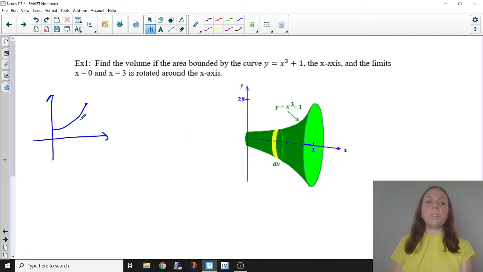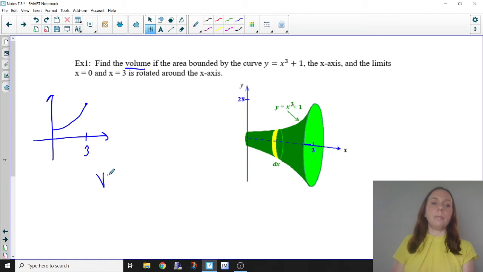But again, what we're doing is we're taking this function's curve, which looks like this from 0 to 3, and we are turning it into this three-dimensional shape by revolving the curve about the x-axis. How do we find the volume of that shape?